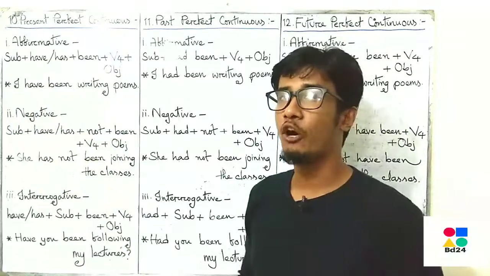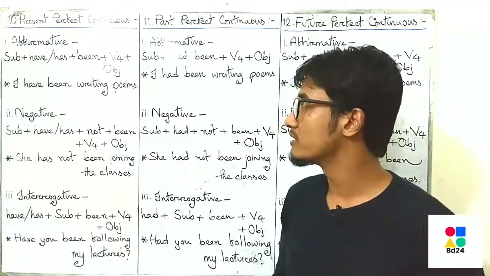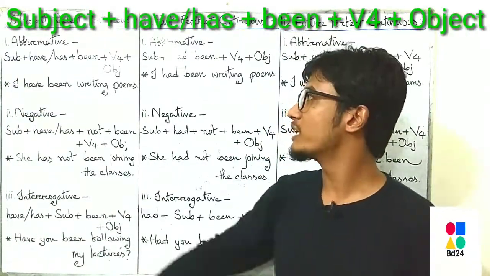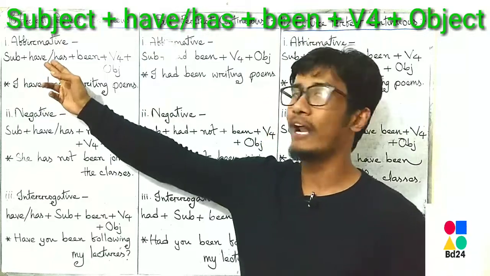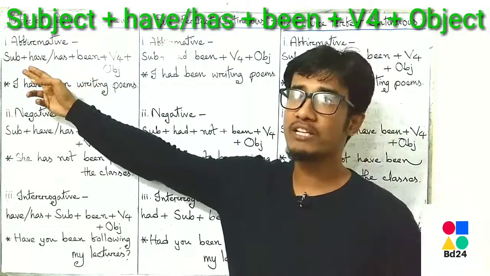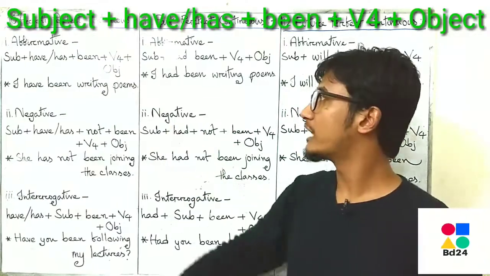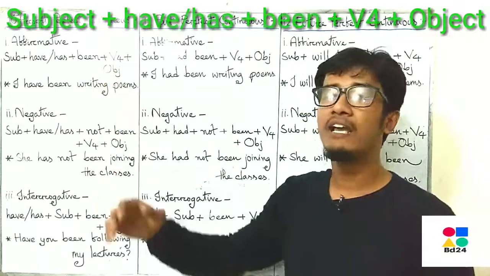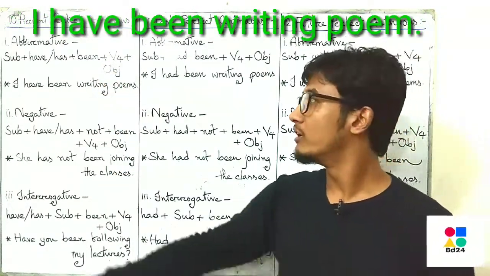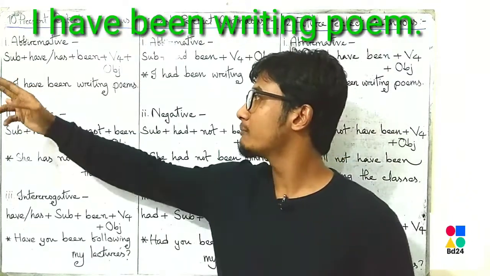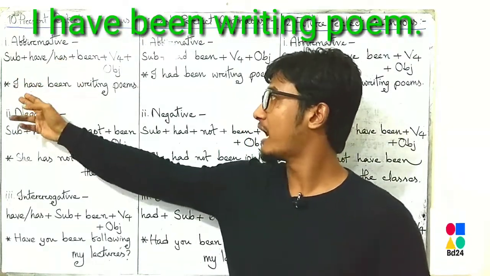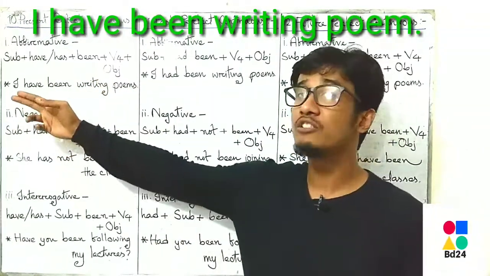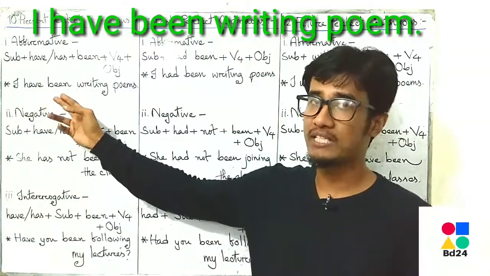Let me give you the structure of affirmative sentence of present perfect continuous. We start affirmative sentences with a subject, and immediately after the subject we use auxiliary verb have or has plus been. After that we use V4, which is the present participle form of a verb, and finally an object. So according to the structure, let me give you an example. First of all, subject I, then have been. I have been, V4, writing, object, poems. So the sentence is I have been writing poems.